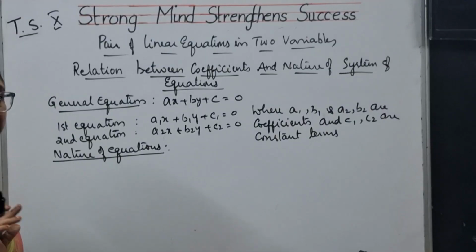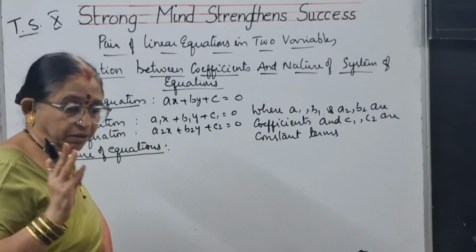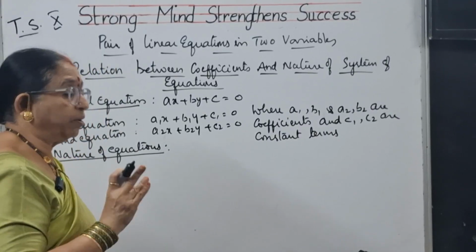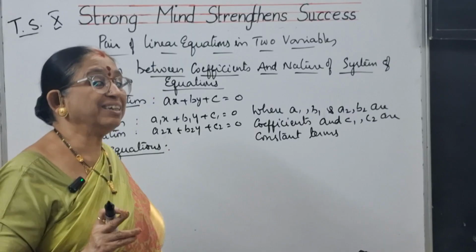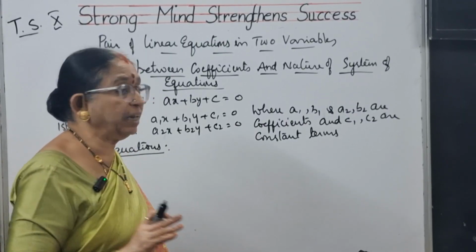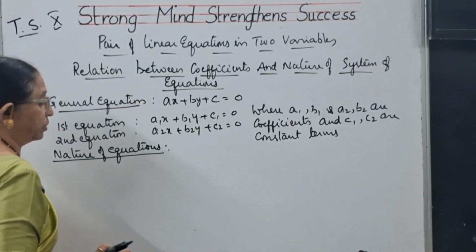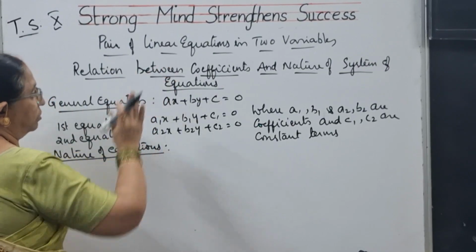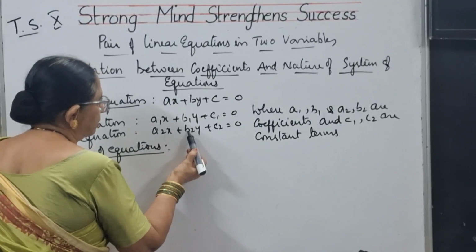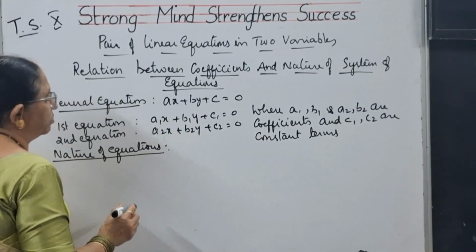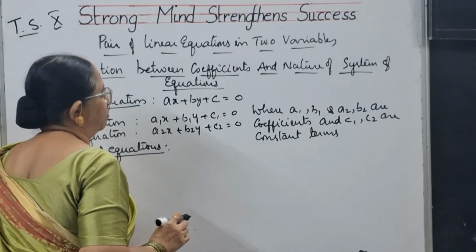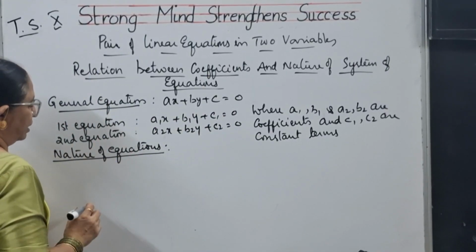We have got three types of equations: consistent and independent, non-consistent or inconsistent, then consistent and dependent. These are the three types that we have talked about. Now in this particular topic, what are these coefficients? These two are coefficients and these two are constant terms, and how these coefficients are related to the nature of the equations. So let us see the nature of the equations.